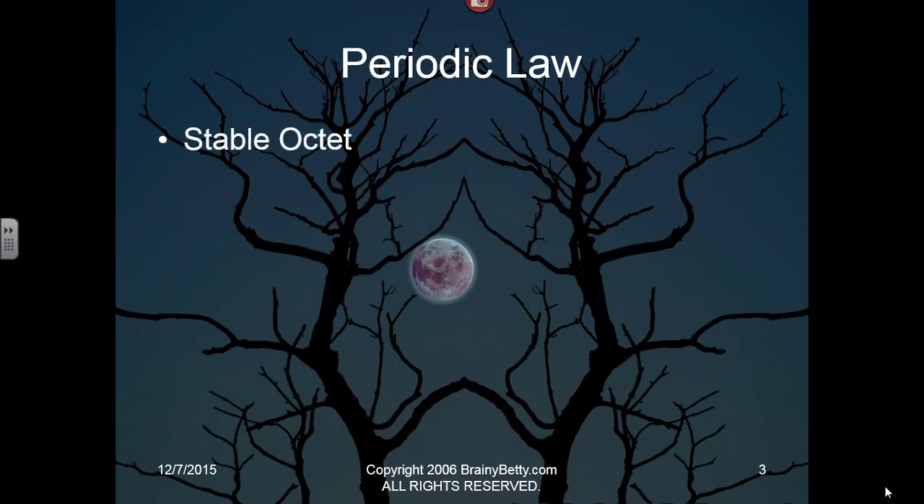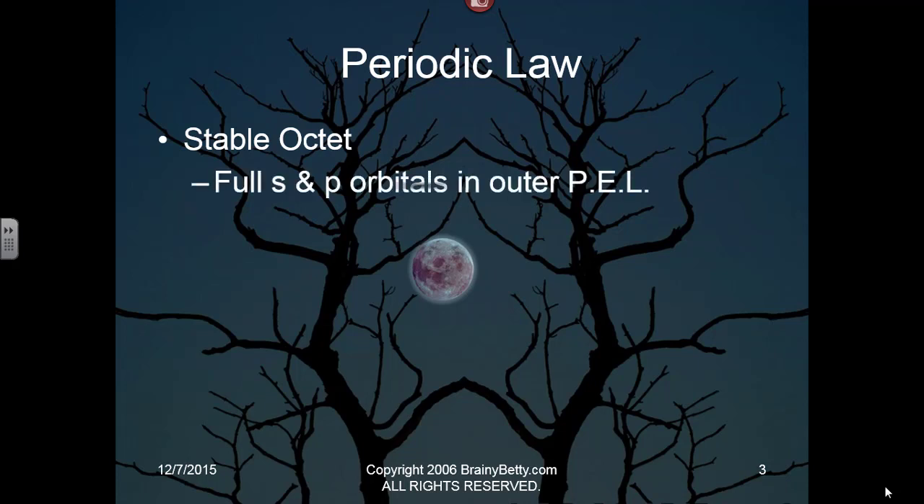When we talk about valence electrons, we talk a lot about this idea that's called a stable octet. Stable usually means that things are kind of in a holding pattern, or that element is not in a very reactive state at that moment. Octet, of course, refers to 8.